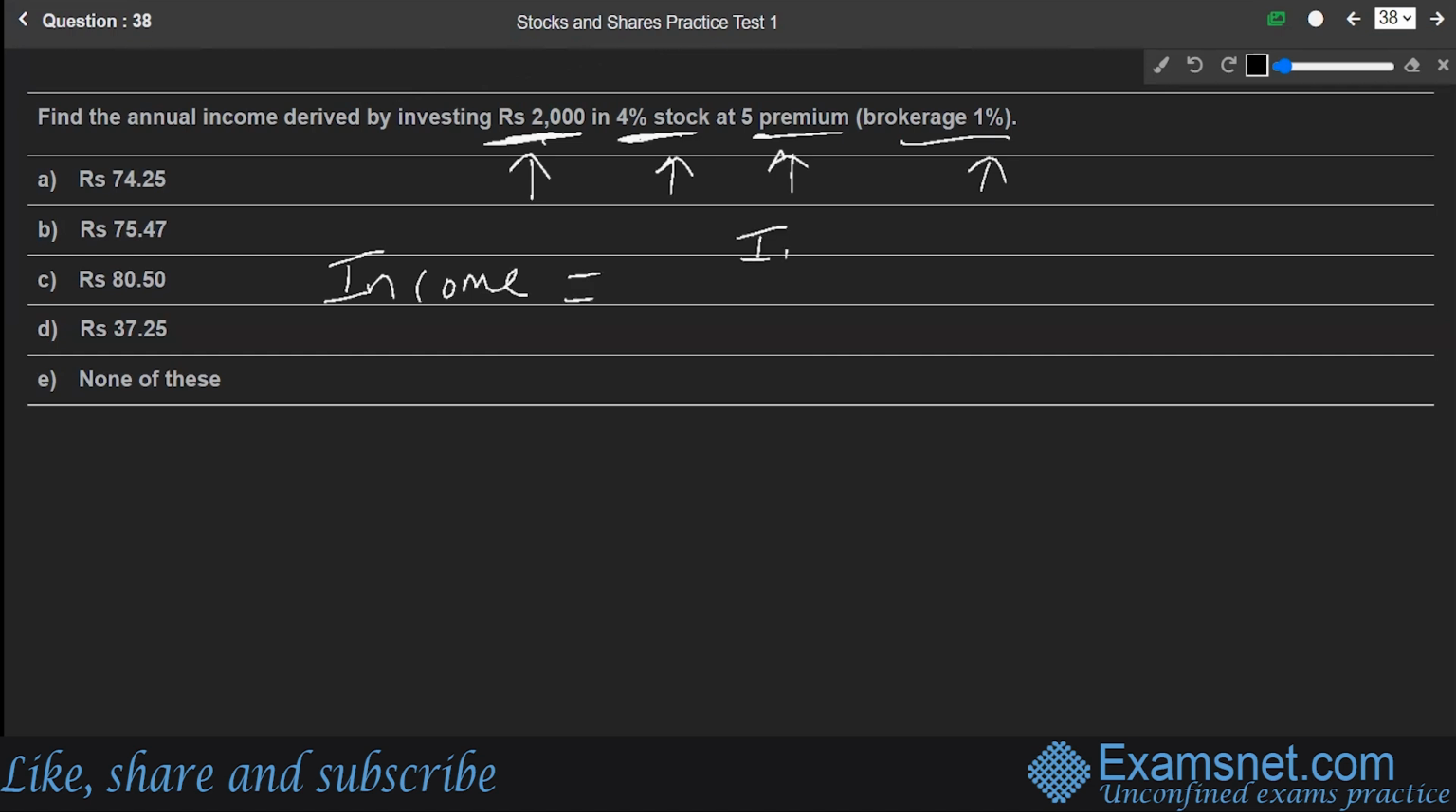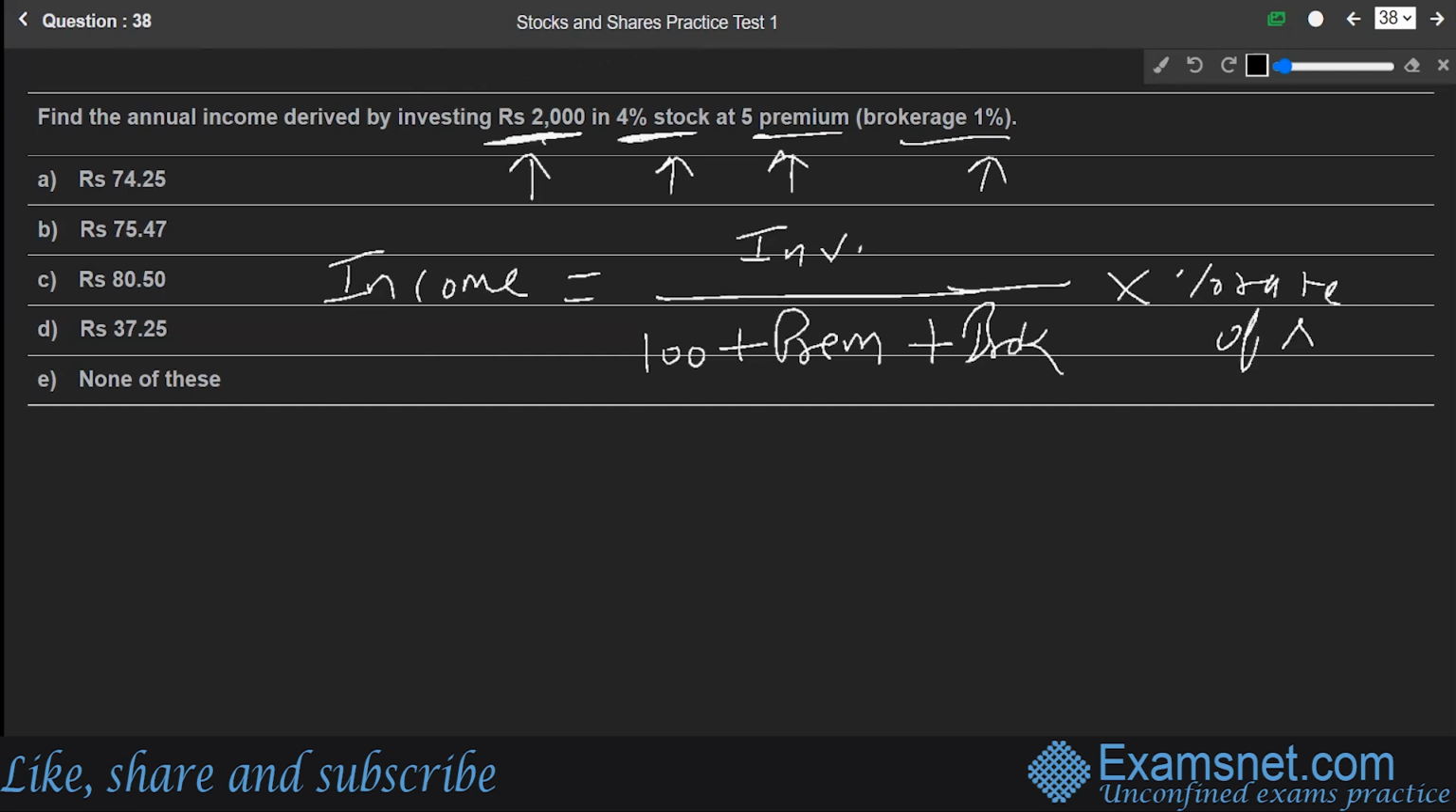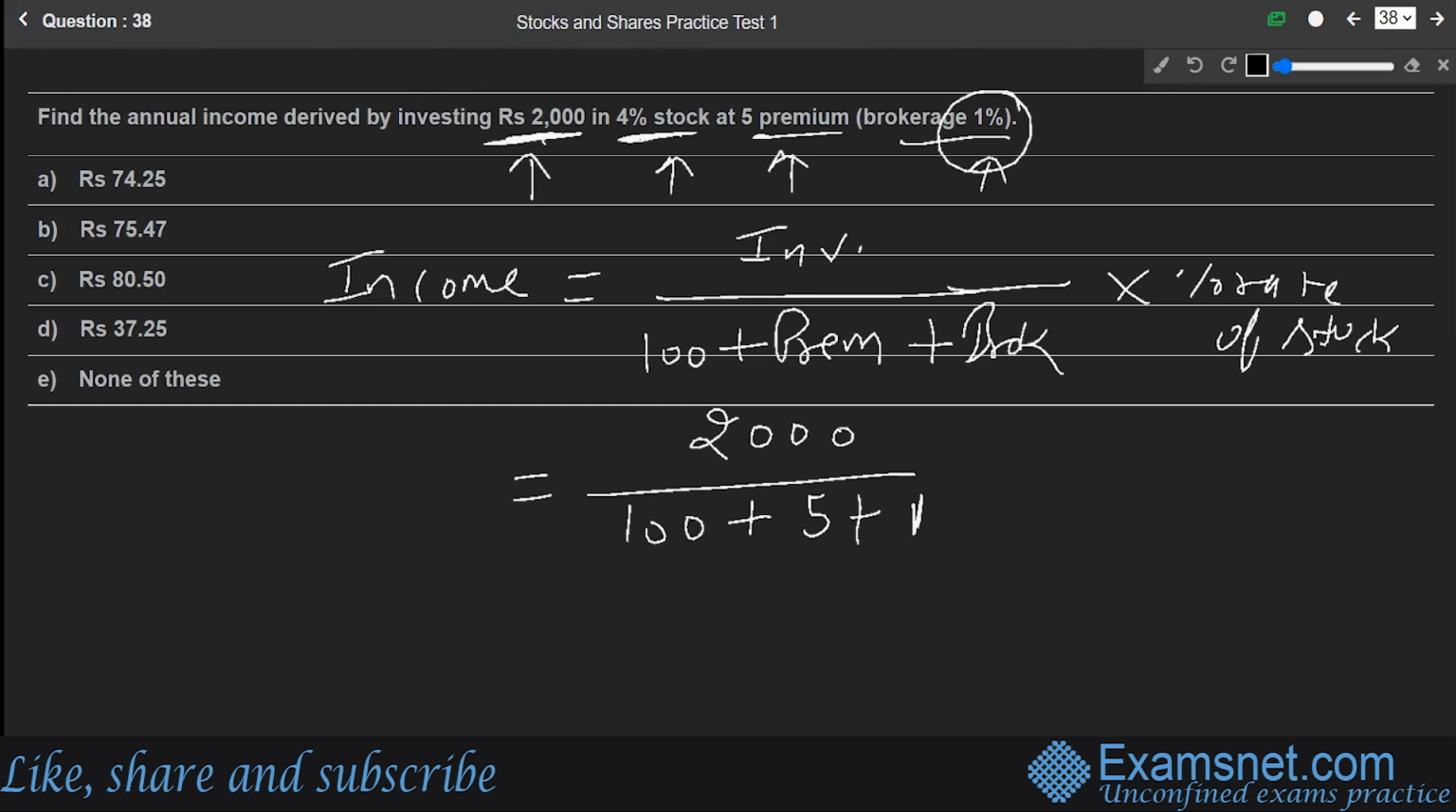Income can be found out as investment divided by 100 plus premium plus brokerage, into percentage rate of stock. This is a direct formula which has been used multiple times for various questions in this test also. So let us put down all the values. The investment is given as 2,000 rupees divided by 100 plus the premium, 5, plus the brokerage for each share, given as 1%. We just use 1 for this. We don't convert percentage into a normal value. Into the rate of stock, given as 4%, so into 4. If we solve this further, this comes out to be 8,000 divided by 106. If you simply solve this, the value comes out exactly equal to 75.47.